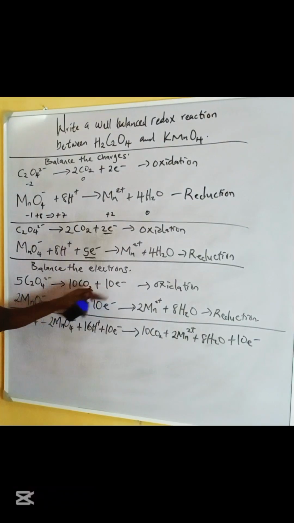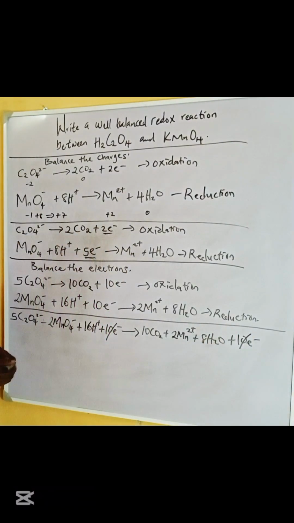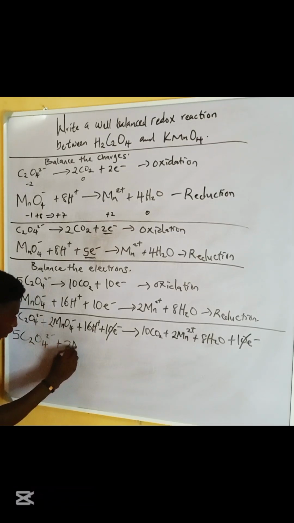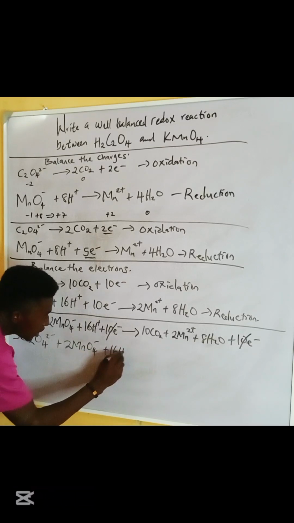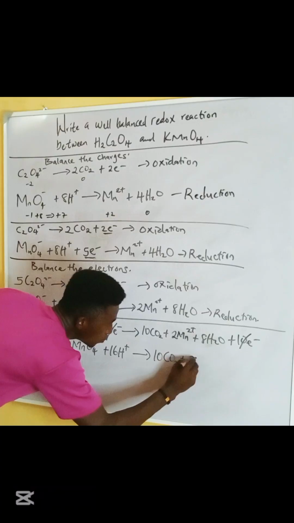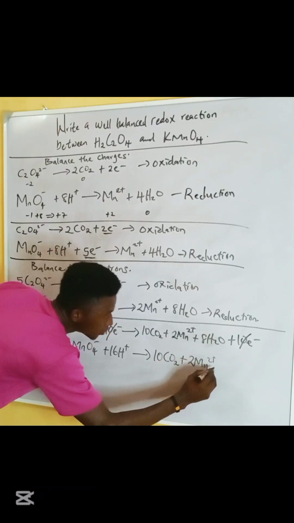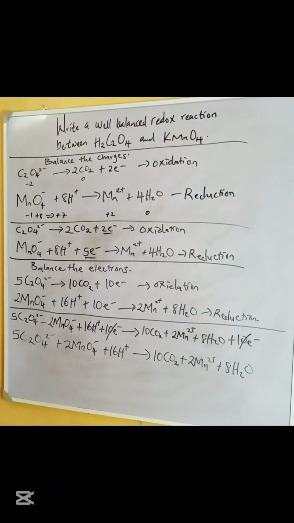Do you understand? So we've added them together. So my electrons here cancel out. This cancels out. Are we together? So I now have a lesser. So I have 5C2O4²⁻ plus 2MnO4⁻ plus 16H⁺ to give me 10CO2 plus 2Mn²⁺ plus 8H2O. This is now my what? Balanced equation.